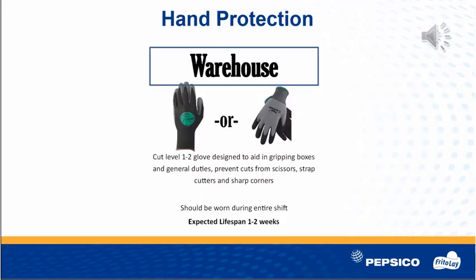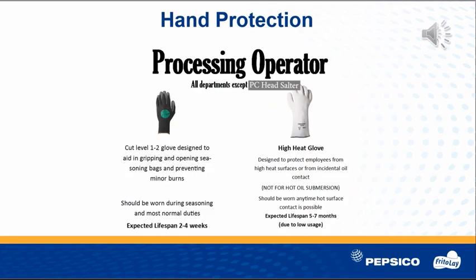Hand protection for the warehouse. A cut level 1 to 2 glove is designed to aid in gripping boxes and general duties, and prevent cuts from scissors, strap cutters, and sharp corners. Should be worn during the entire shift. The expected lifespan of gloves is 1 to 2 weeks.